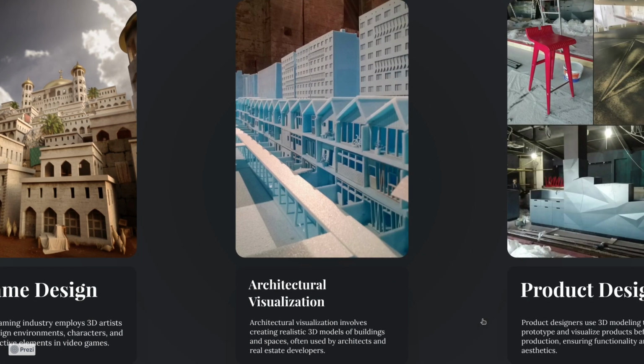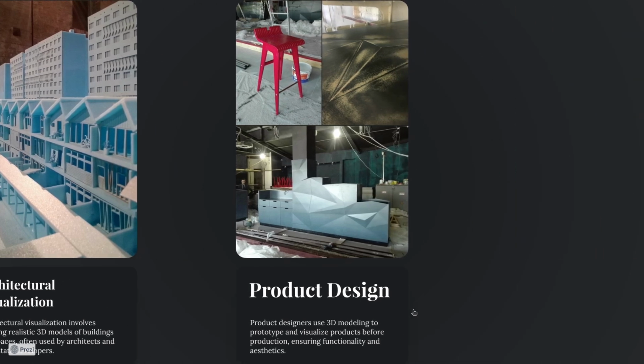Architectural visualization. This involves creating realistic 3D models of buildings and spaces, often used for architects and real estate developers. I want to say this is predominantly going to use CAD geometry, SketchUp and such. Product design uses 3D modeling to prototype and visualize products before production, ensuring functionality and aesthetics. This is where you're going to see a lot of 3D printing.